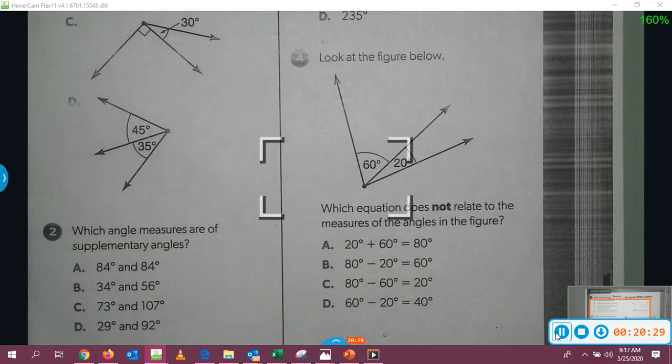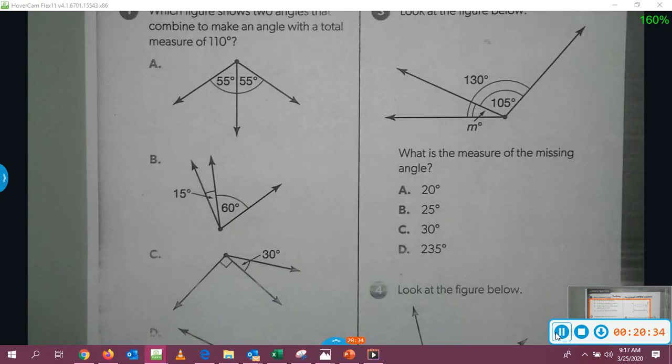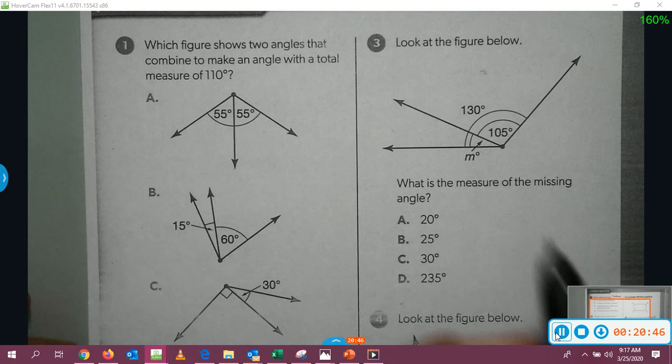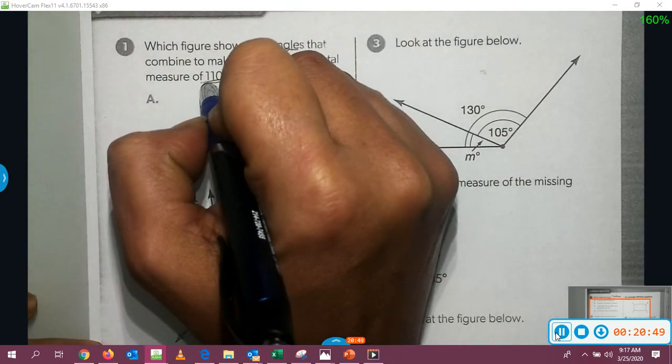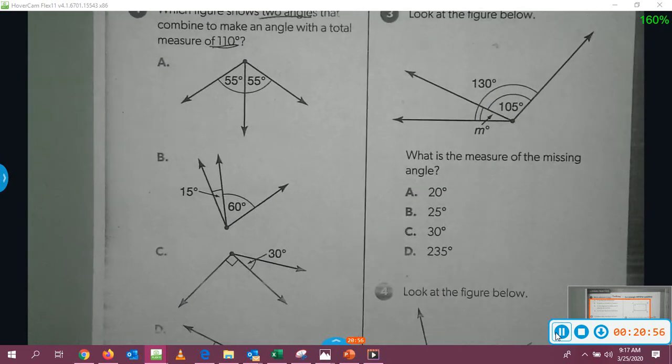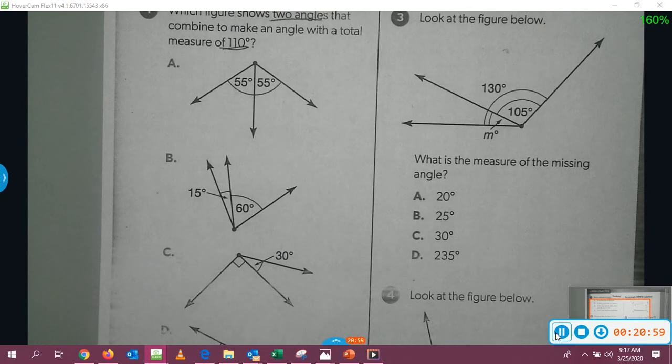Okay, so let's go over a few questions to make sure that you're okay. Which figure shows two angles that combine to make an angle with a total measure of 110? So what it's asking is, find two angles that measure 110. If it doesn't equal 110, it is out of there. So let's go. 55 plus 55 is how much? 50 plus 50 is 100, plus 5 and 5 is 10. So that's 110.